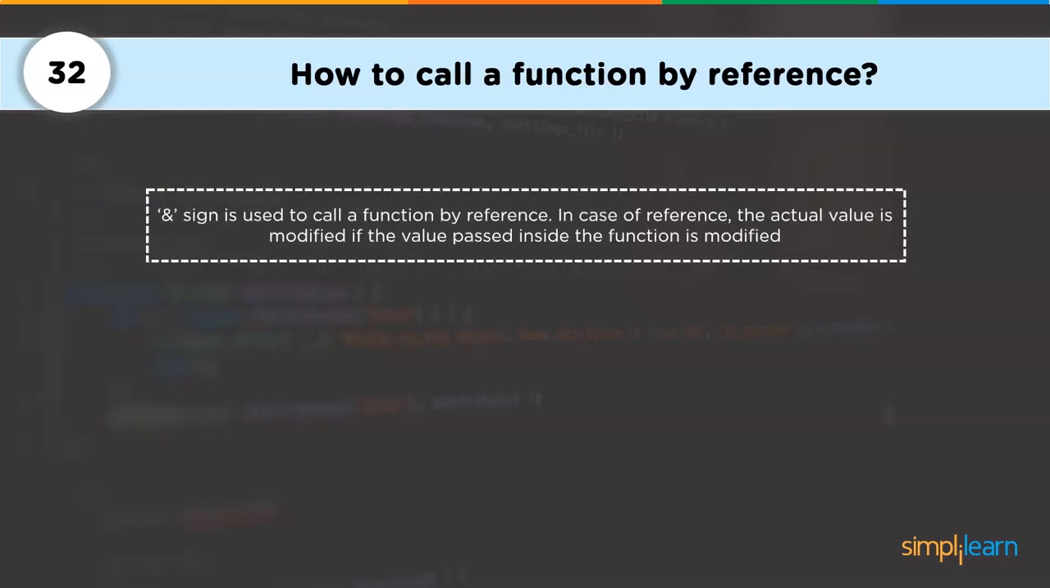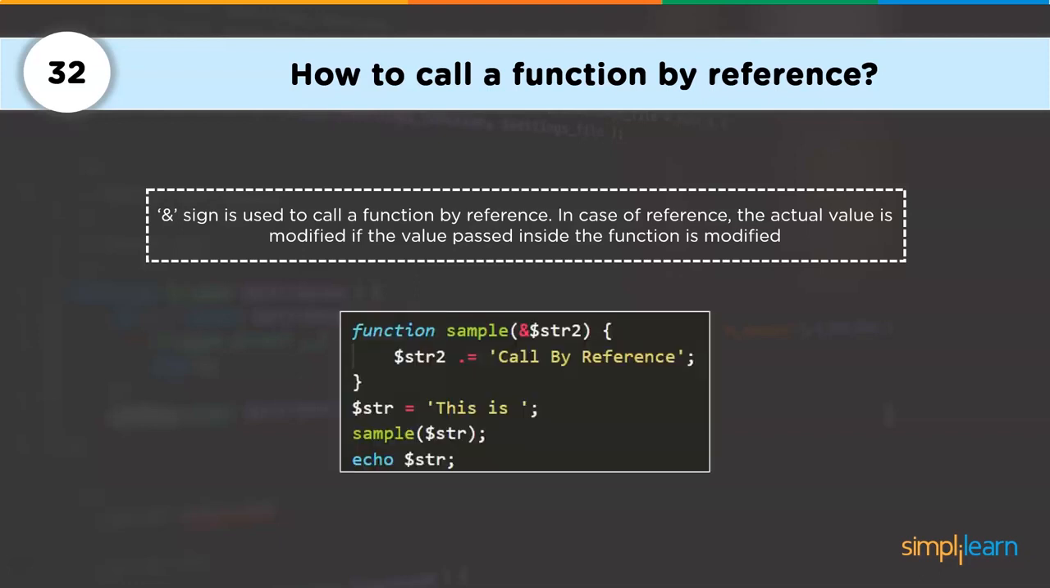So the ampersand sign is used to call a function by reference. Now in case of reference, the actual value is modified if the value passed inside the function is also modified. While in case of value, the original value does not change. So this piece of code here is an example of how you can call a function by reference. Here, as you can see, this ampersand sign will call this function by reference, and any changes made in the variables here will affect the original ones.